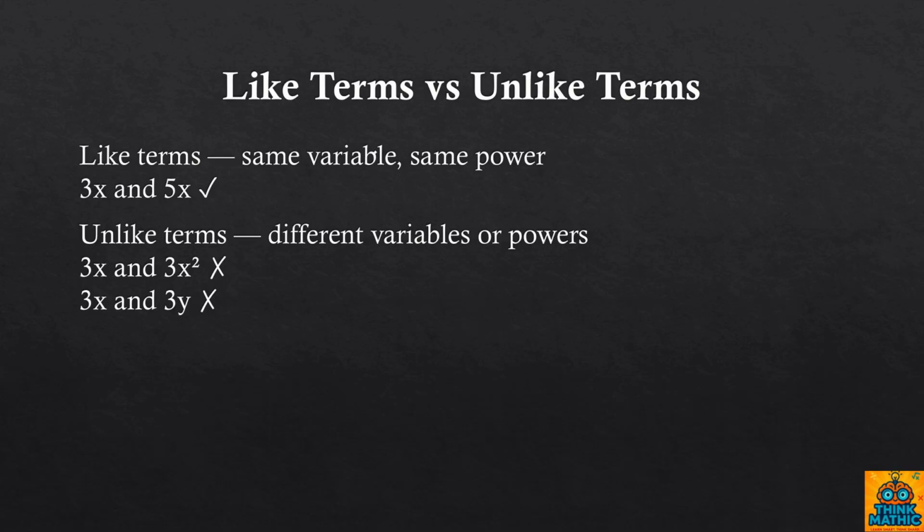Now let's understand what we mean by like terms and unlike terms. Like terms are terms having the same variable and the same power. For example, any expression that is having 3x and 5x. I'll give you another example. For example, the expression is given to you like this.